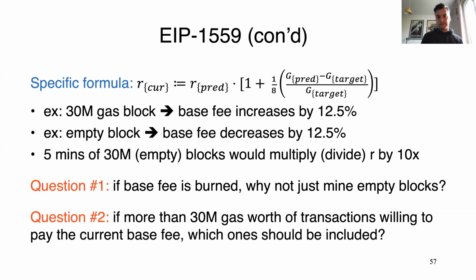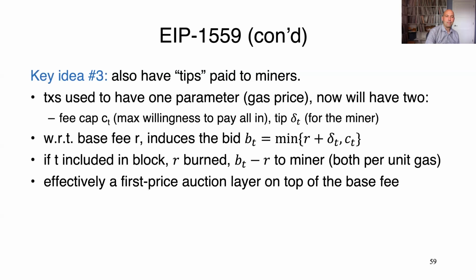So as a mental model, you can also think of it as what's happened to this point. If we're averaging too high, then the base fee should be going down. If we're averaging too low, the base fee should be going up. If we're averaging 15, then the base fee should be right where it is, basically. Okay, thanks.